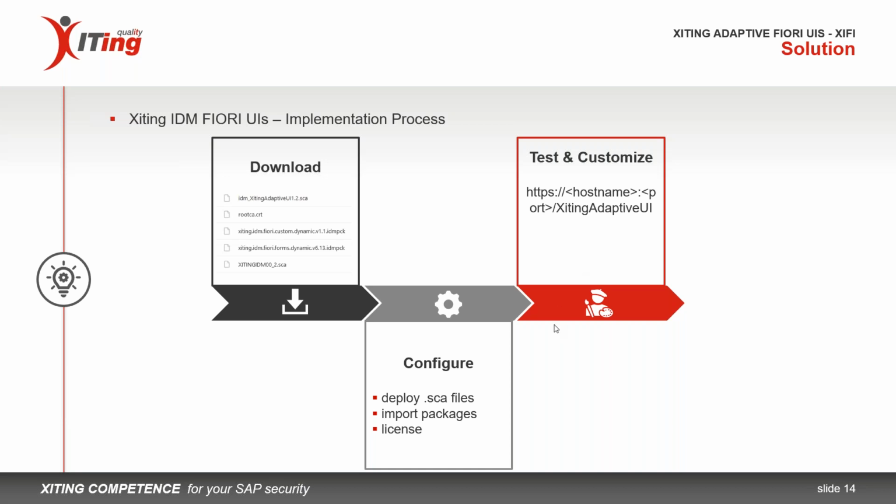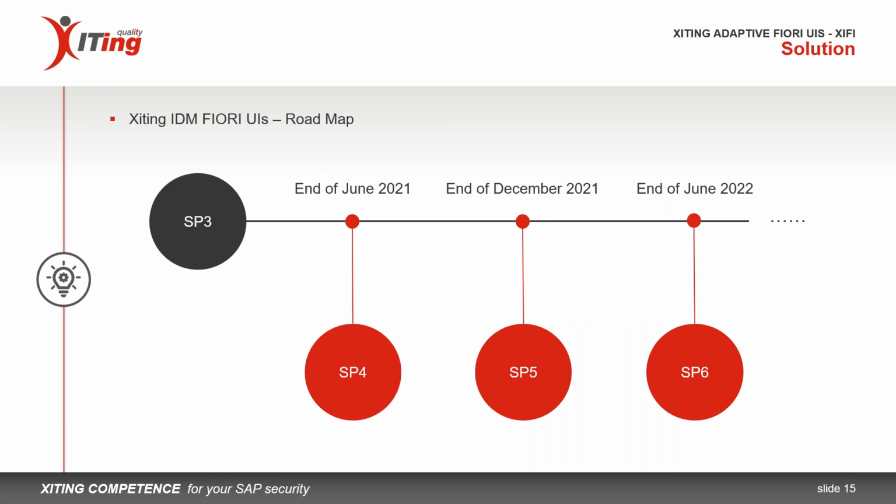So it's nearly the same. Here's our roadmap. As you see, we have a new service pack planned every 6 months, and our next service pack will be available by the end of June. The biggest updates in the SP4 are a UI for the attestation, so you're able to review the authorizations of the users. We are planning to add the approval management, which is available in the WebDynpro UI, and then it should be available in the Fiori UI. And we are planning to add the historical values of a user, and attributes of the user in the UI.